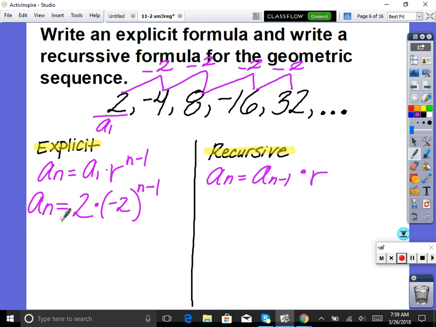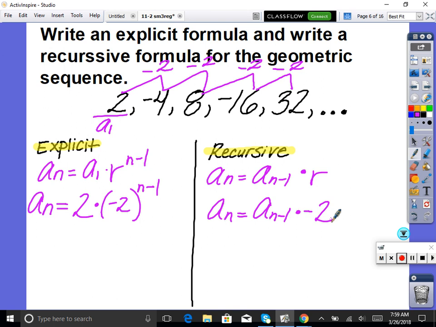Okay, here's our recursive definition. You'd say a sub n is equal to a sub n minus 1, which never changes. You take the previous term, and then you times by negative 2.